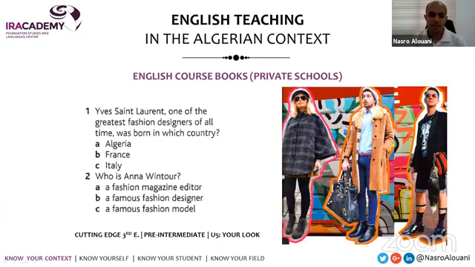Here we see another activity. It talks about fashion, or street fashion, in pre-intermediate Unit 5, Your Look. So it raises some questions here. Yves Saint Laurent, one of the greatest fashion designers of all time, was born in which country? A, Algeria, B, France, C, Italy. Already we have Algeria here, as you see.